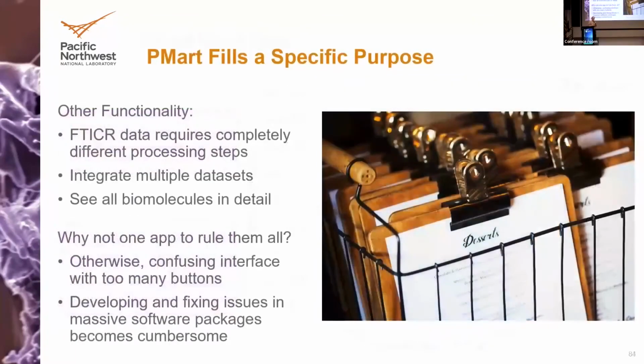So PMOD-R has been very successful for its uses, but we are aware that there are other things that people might want in their multi-omics processing pipelines. For example, if you have data that is not innately supported by PMOD-R, for example, FTICR, you might need completely different processing steps. You might want to look at multiple omics types at once and see what kind of integration, what similarities are happening between those omics data.